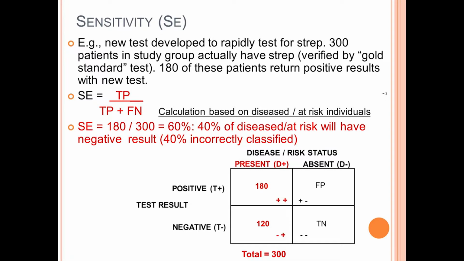Okay, so this is just a little example. There's a new test that's developed to rapidly test for strep. 300 patients in the study group are found to actually have strep. This is verified by the gold standard test. And 180 of these patients return positive results with the new test. You plug it into the 2x2 table, and you find that for this particular situation, it has a sensitivity of 60%, meaning that 40% of the diseased or the at risk will have a negative result or be incorrectly classified.